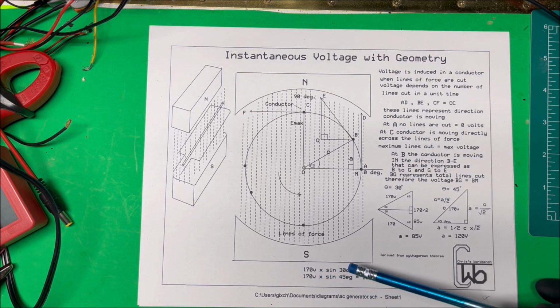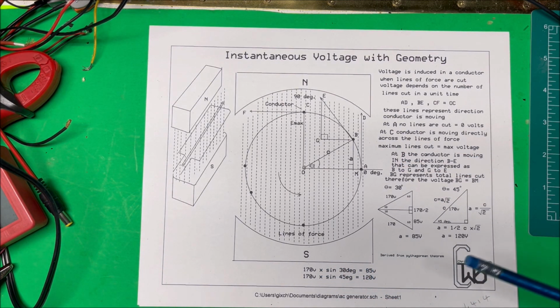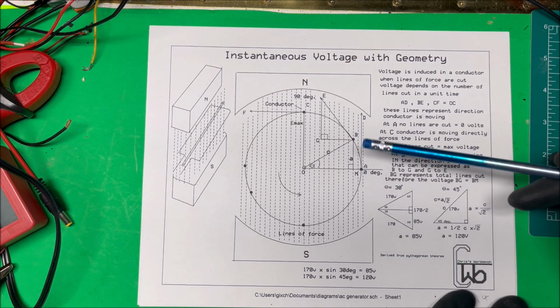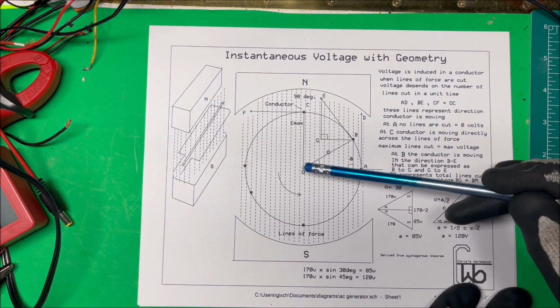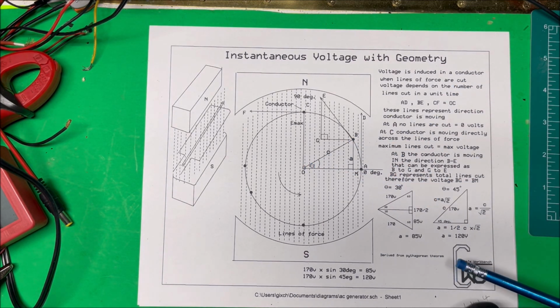So if we take 170 times the sine of 30 degrees, it's going to be 85 volts. So at 30 degrees, we produce 85 volts, okay? Instantaneous voltage of 85. What happens if this angle is 45 degrees?